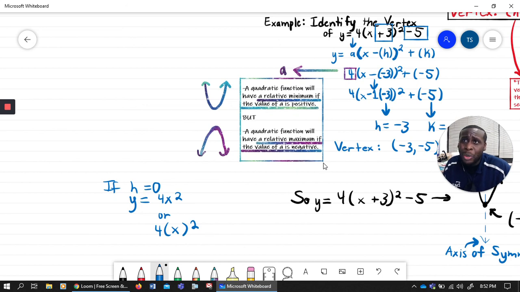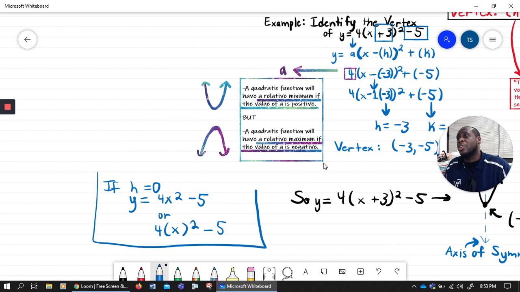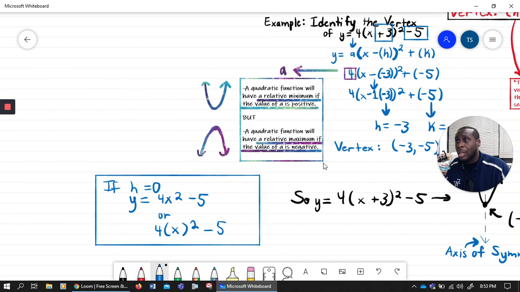So yeah, if h was 0, you could write it without parentheses at all. And again, then you would still have the k value. Again, the k value is not a part of what's being squared. The h value is always a part of what's being squared. So it would look like this if your h value was 0. I'm going to erase this, but it would look like this right here if the h value was 0. Okay, you could write it like that.